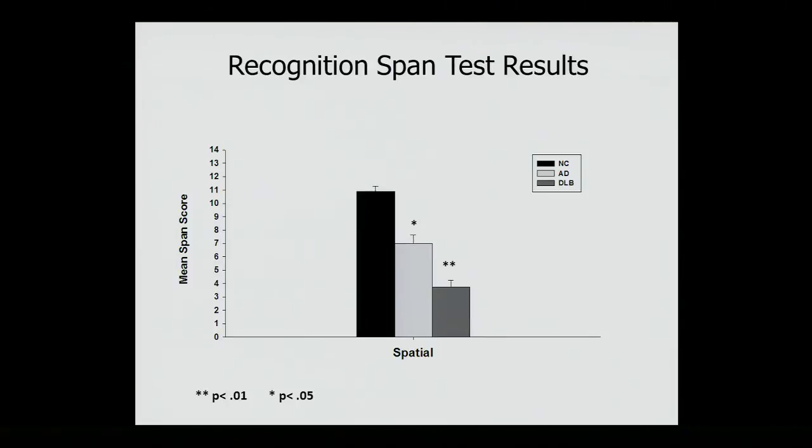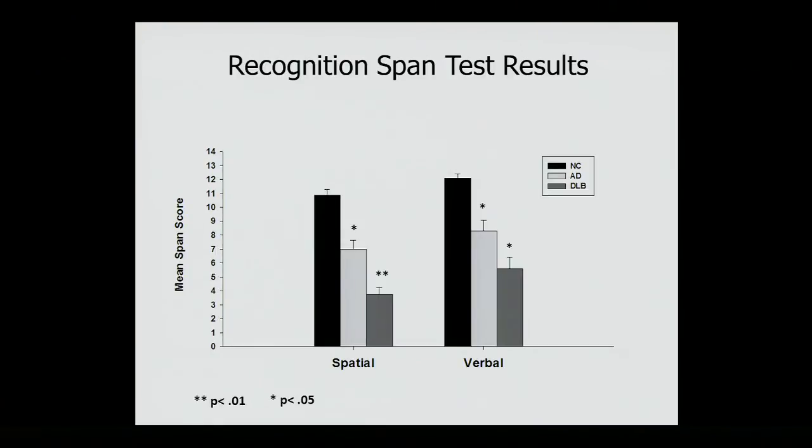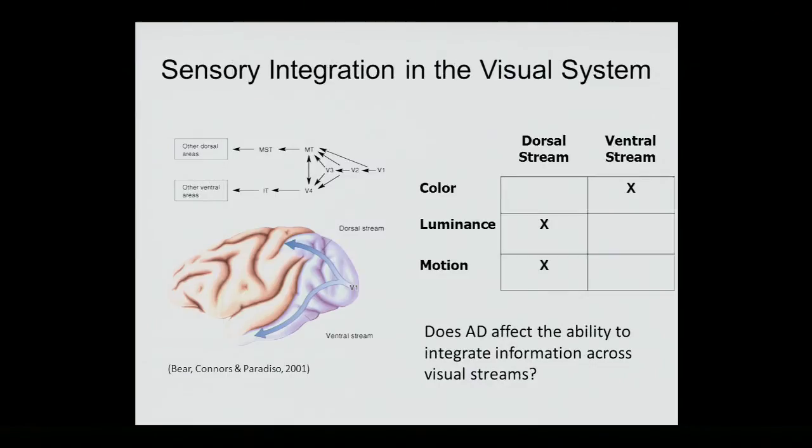But we were concerned, is it really visual or is it a general working memory problem? And it may be to some extent, because if you do a verbal analog, you see the same pattern of results. So it may not be specific to spatial information, but a general working memory deficit.